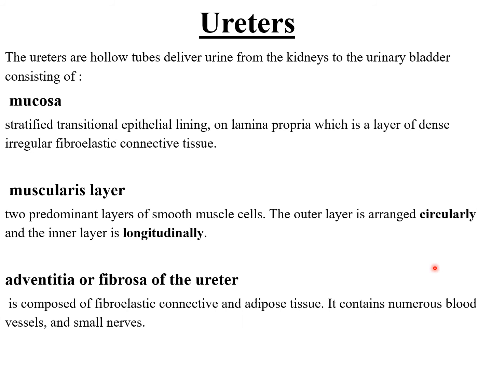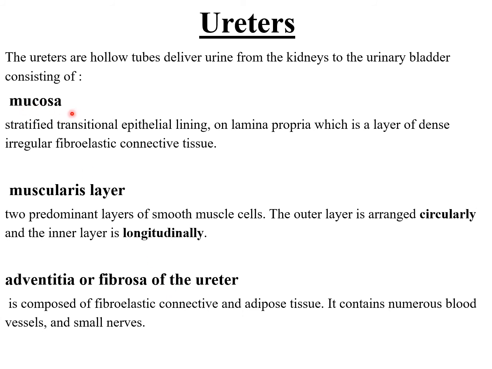Now we'll talk about the other part in the urinary system, which is called the ureter. The ureter is a hollow tube delivering urine from the kidneys to the urinary bladder. The ureter consists of three layers: the mucosa, which is the first layer, the muscularis layer, and the adventitia or fibrosa.